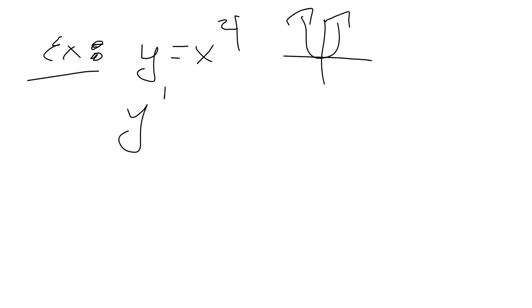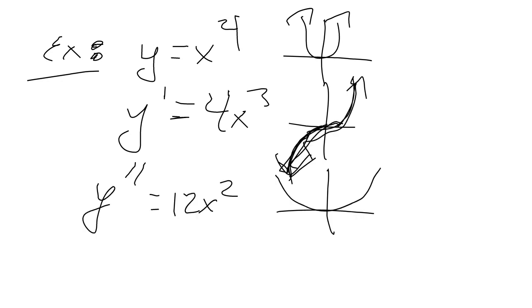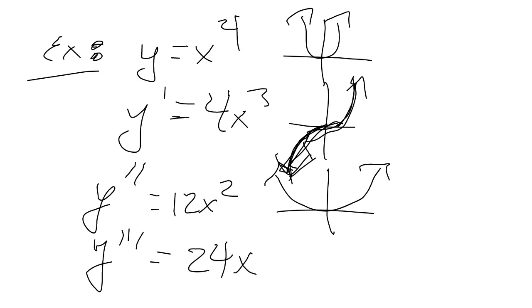y prime equals 4x cubed, which actually what's going to happen is it'll flatten out. What's y double prime? 12x squared. But what really happens is we're widening out here, just so you know. And y triple prime, 24x. Well, what's that look like? It's a line with a slope of 24, right?